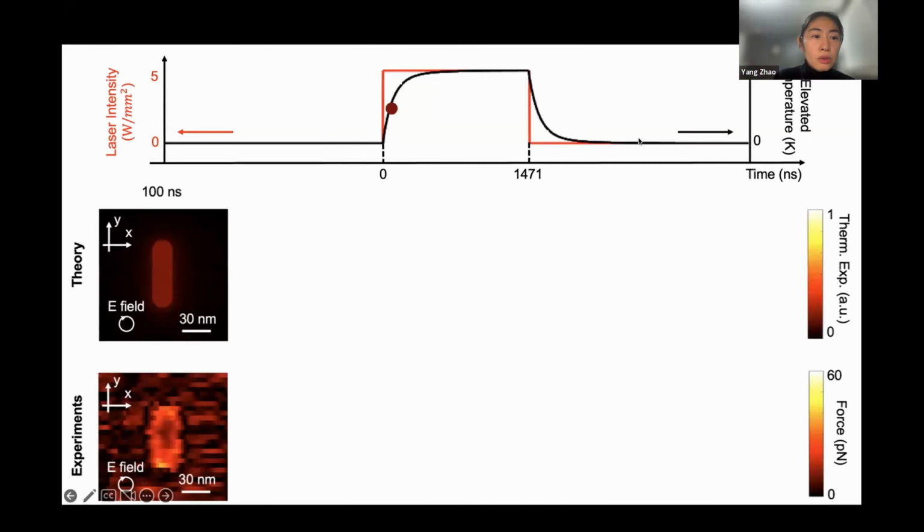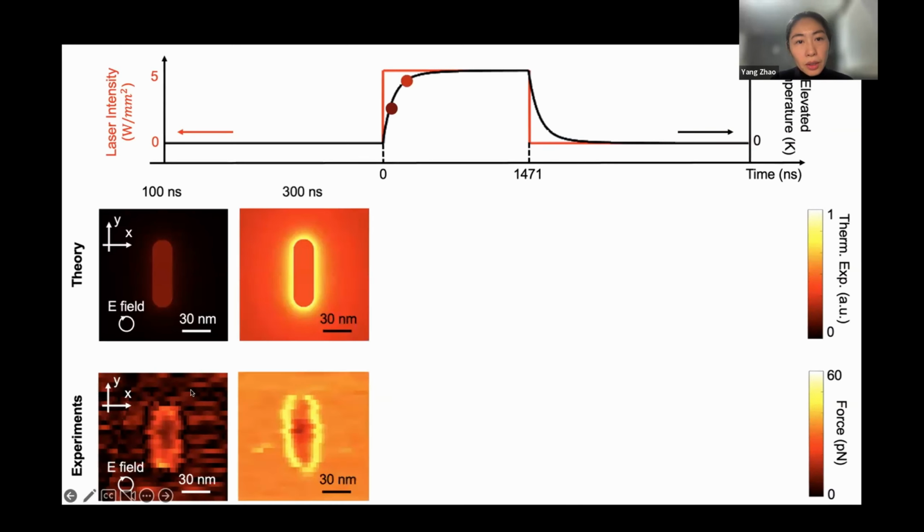Okay, so we started with the heating phase. This is our simulated results, and the bottom is our experimental result of mainly the photothermal force. As it's heating up, approximately 100 nanoseconds into the time scale, you can see the gold particle get heated up, but not the environment or the background. Then, gradually heating up, you should expect the gold particle getting hotter.